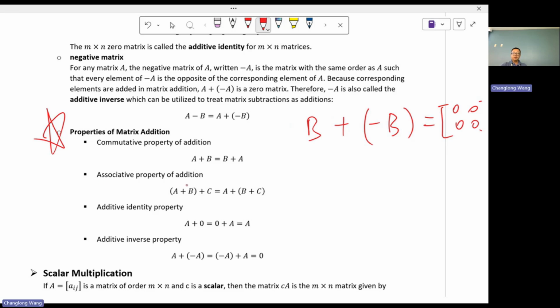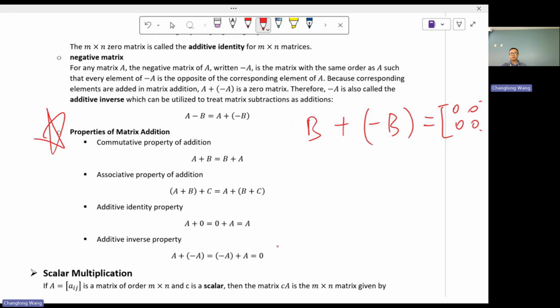The associative property of addition means you can prioritize the order of addition. If you add up A and B first, then add C to them, or add up B and C, then add A to them, it's the same thing, okay? Additive identity says that there exist zero matrices. When you add them to matrices, either from the right or the left, it doesn't change that matrix.